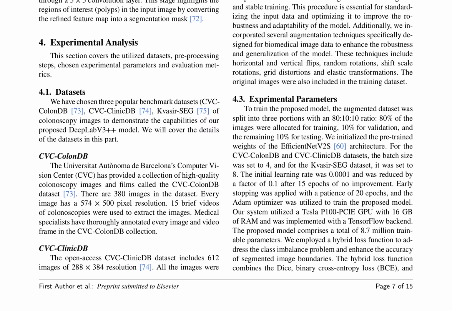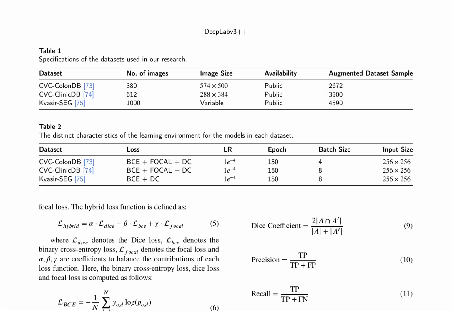A hybrid loss function combining dice, binary cross-entropy loss, and boundary loss is employed to address the class imbalance problem and enhance the accuracy of segmented image boundaries. In this comprehensive study, the authors leverage DeepLabV3++, a state-of-the-art deep learning model, to tackle polyp segmentation.